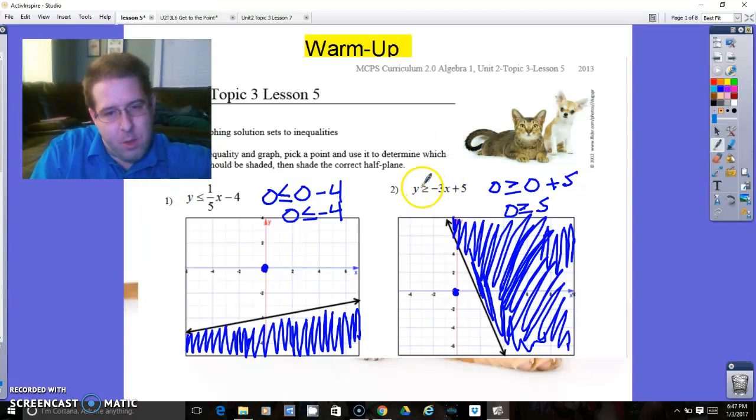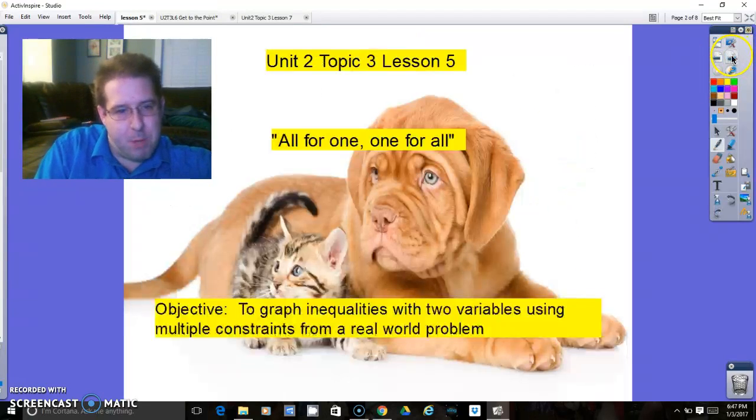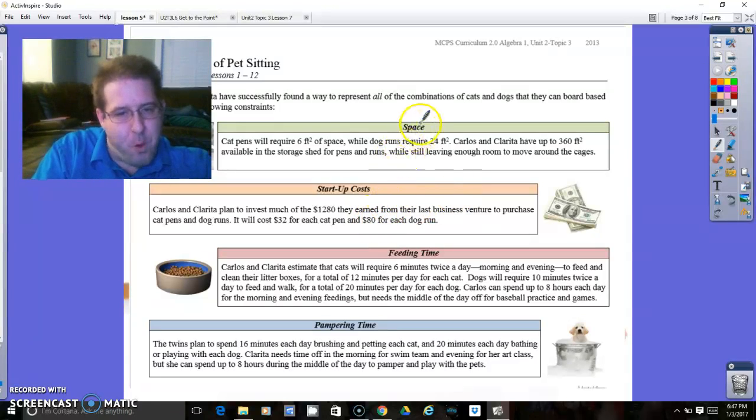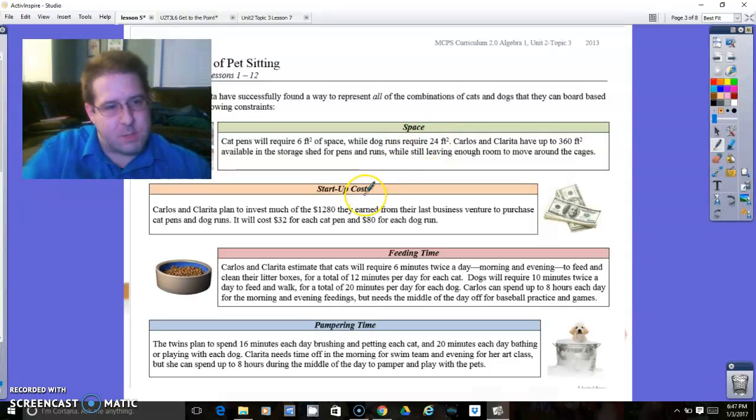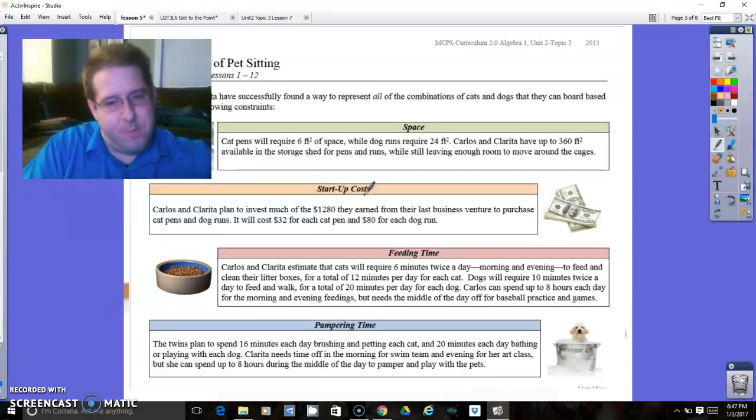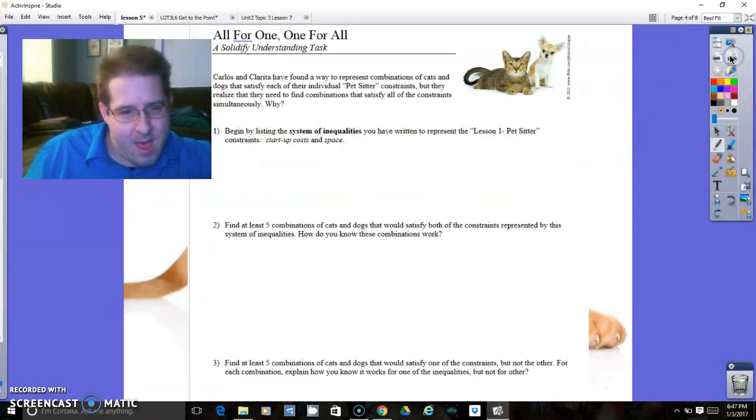Okay, so once again, greater than means everything above the line. Don't think of it as left and right. And less than would be anything that's below the line. All right, so once again, we are going to be graphing inequalities, and we have now been introduced to 4 constraints: space and startup costs, which we did in the first 3 lessons, and now feeding time and pampering time. All of these are going to be graphed, and you're going to get to see what they all look like.